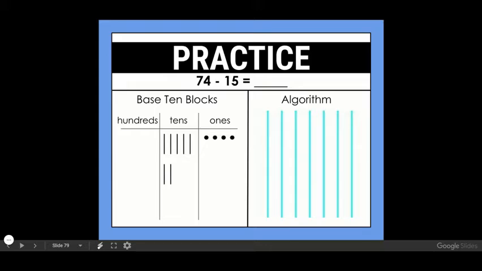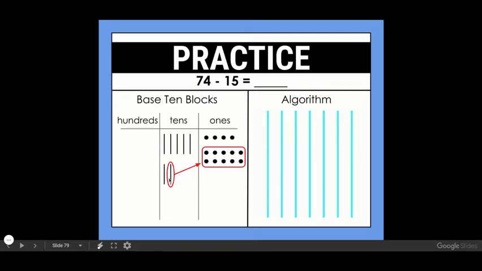My subtrahend in this problem is 15. So I need to start by taking away 5 ones. Do I have enough ones to take away 5? I don't. So remember, when we don't have enough, we have to go next door. So I'm going to borrow one of these tens, and one of these tens becomes 10 ones. 1, 2, 3, 4, 5, 6, 7, 8, 9, 10.